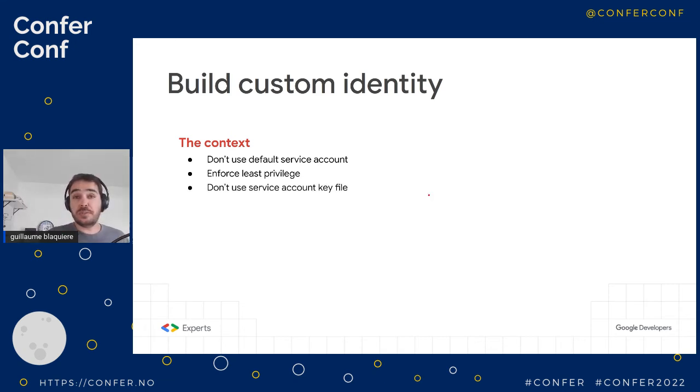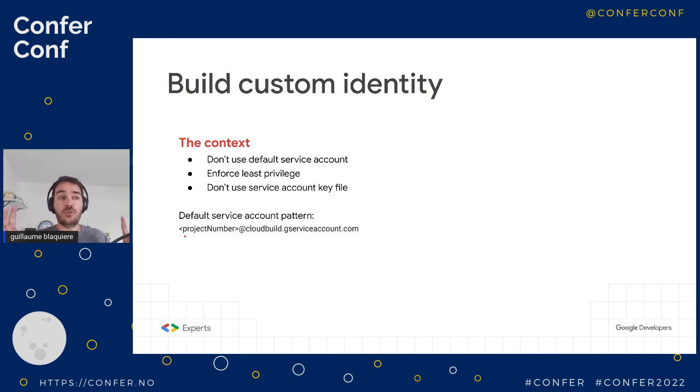I also recommend you to never use the service account's key file. It's very dangerous because it's a file with a secret in it. Because you have a secret in it, you have to keep the file secret, and it's difficult, or you have to store it in a secret manager. But at the end, you don't have to do that because when you start your Cloud Build, by default, you use the default service account with this pattern, your project number at cloudbuild.gserviceaccount.com.